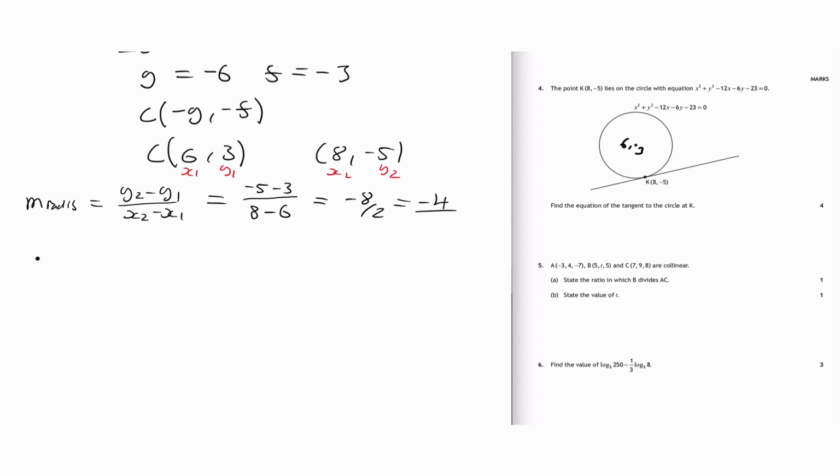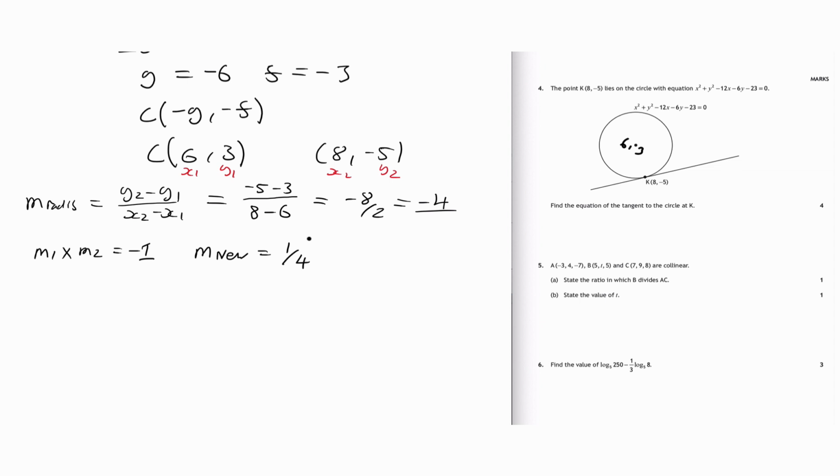Okay, and now we need to use our relationships of perpendicular gradients. So we know that m1 times m2 is going to be negative 1. So if we take the inverse of this and change the sign, we're going to have m new equal to positive 1 over 4.